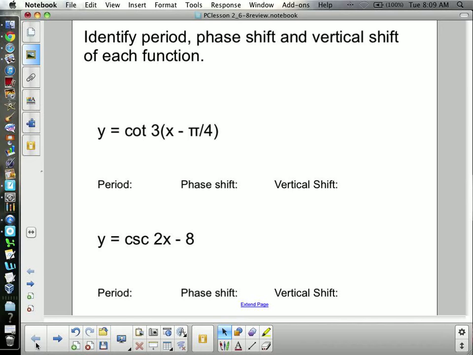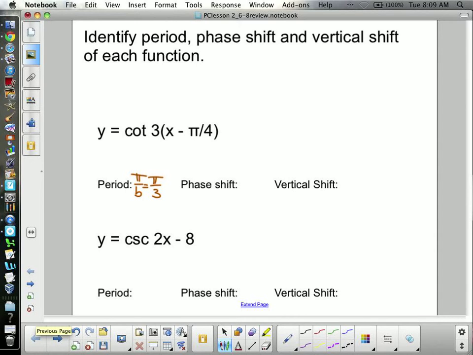Y equals cotangent of 3x minus pi over 4. What would the period be of this particular function? For sine, cosine, secant, and cosecant, the period is 2 pi over b. For tangent and cotangent, it is pi over b, because the standard period for tangent and cotangent is just pi, unlike the other four functions where it's 2 pi. So period is pi over b, which in this case would be pi over 3.